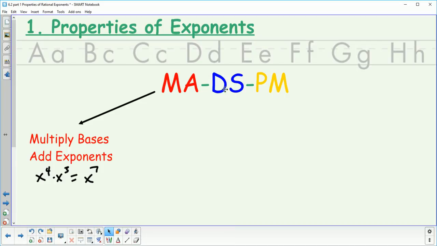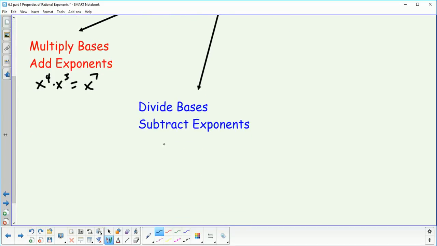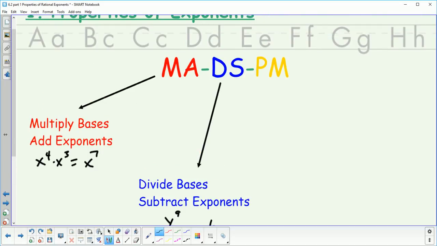The D's then are divide and subtract, and so it would be very similar. I could say y to the 9th over y to the 3rd. So here we're dividing our bases, y, so we're going to subtract our exponents. We'd end up with y to the 6th. Also remember, negative exponent means change position.